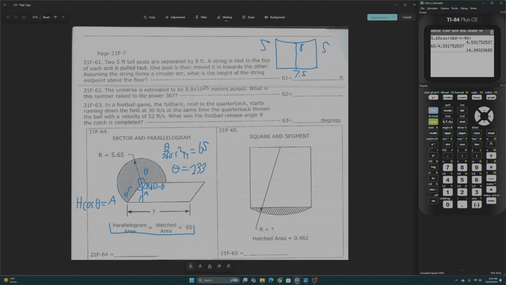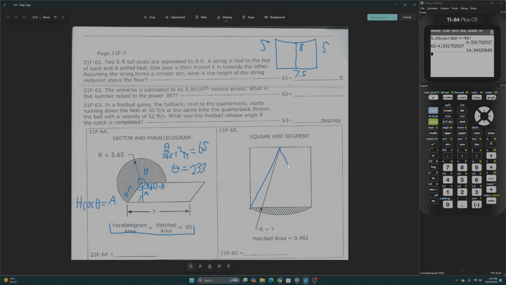65, square and segment problem. R equals what? And then the hatched area equals that. All right, well, we know that we could figure out what these angles are going to be. Actually, wait, first let me think. I think we will have to figure out what all these angles are going to be, if I can actually draw a good line here.